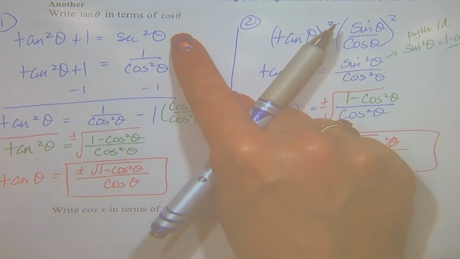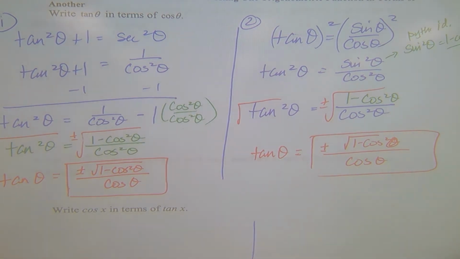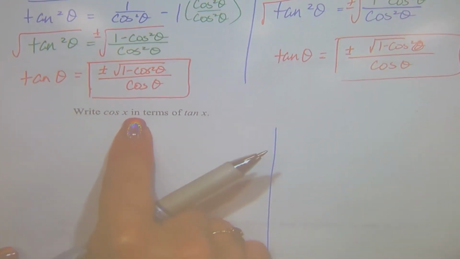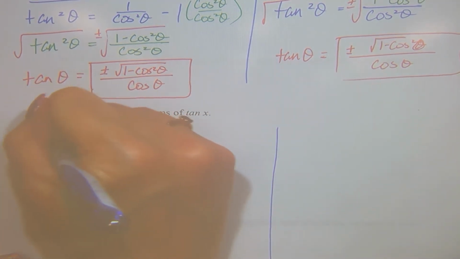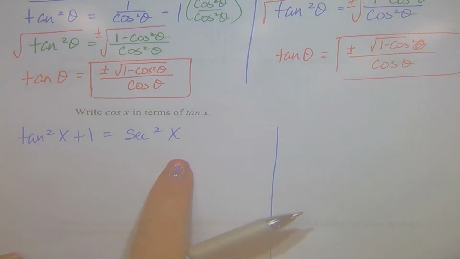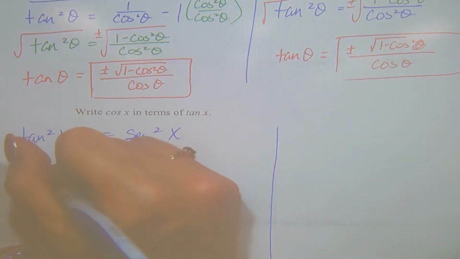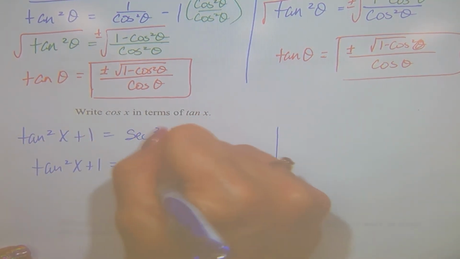So I'm going to start with that same identity right here. And notice that instead of theta, I'm using x. That's fine. I just need an argument there. I'm going to say, all right, let's do tangent square x plus 1 equals secant square x. Make sure you use whatever argument you're given. And secant is 1 over cosine.